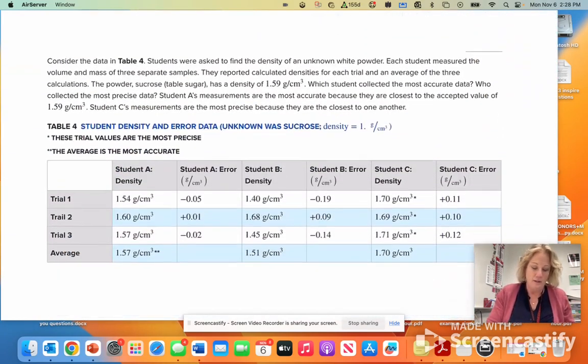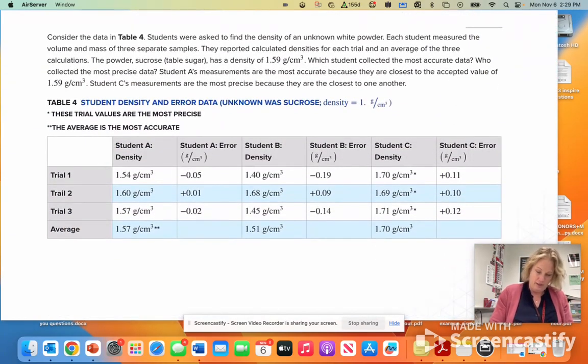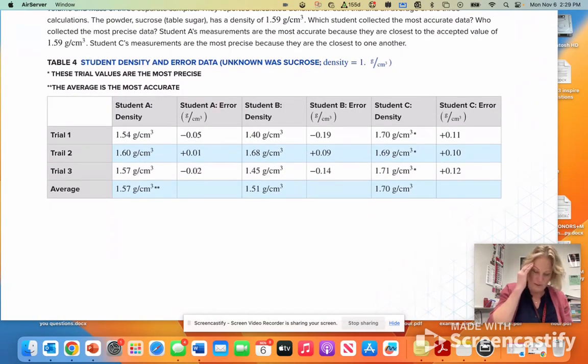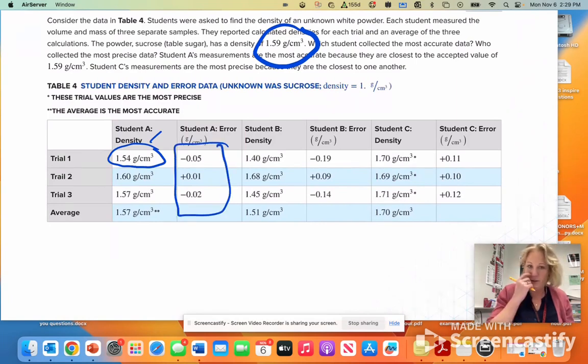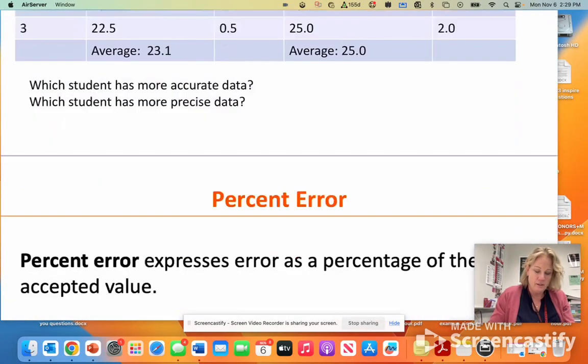We can also look at an example where someone was calculating density, and you can see the accepted value is 1.59. So the difference between that and 1.54, these are the experimental values, these are the errors. In the textbook, they do positive and negative. We're just going to do absolute values so that they're always positive. So I'll keep going, I think.